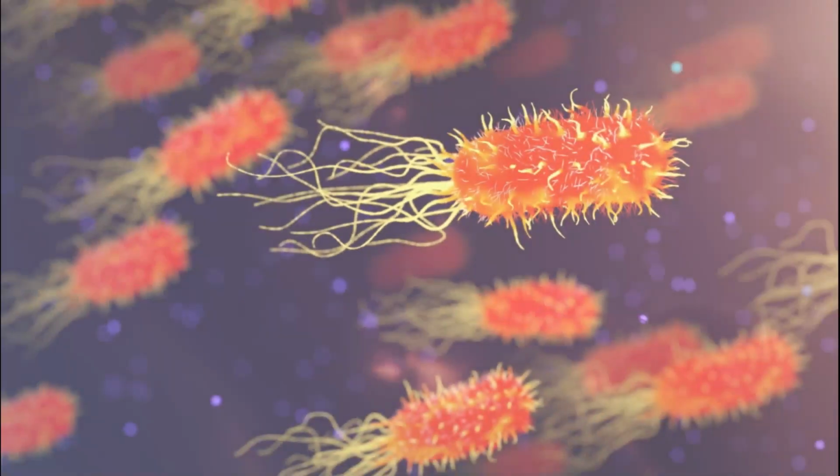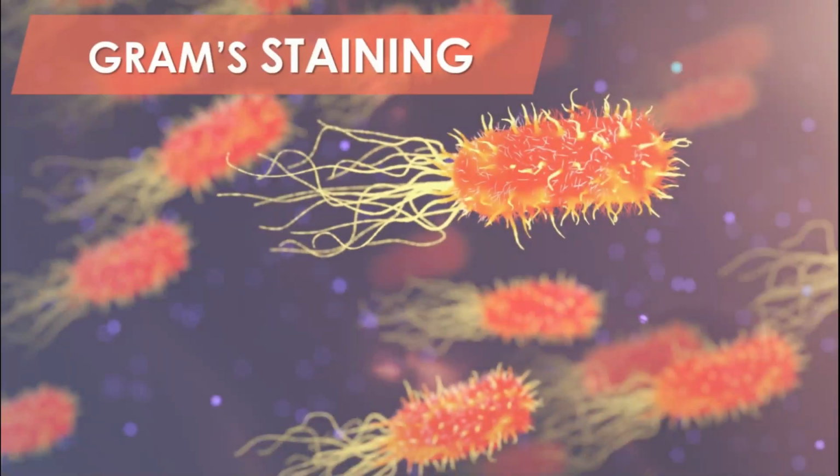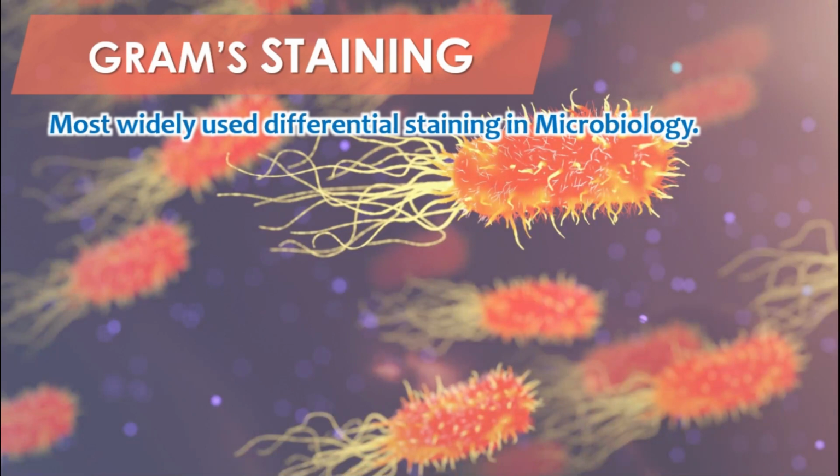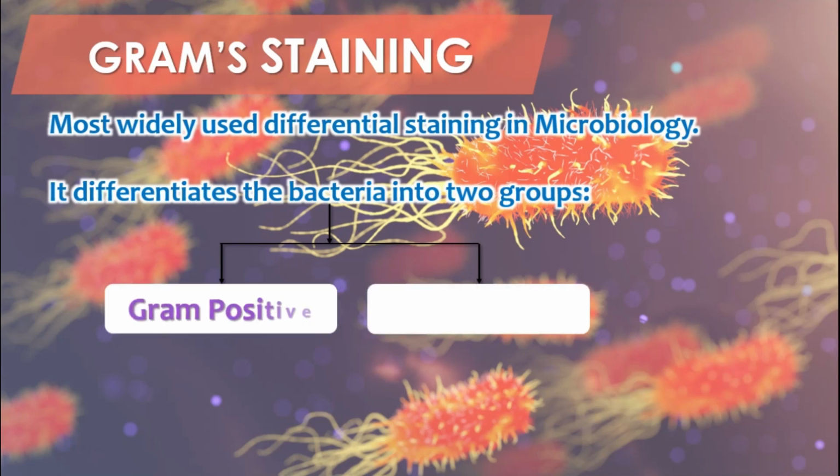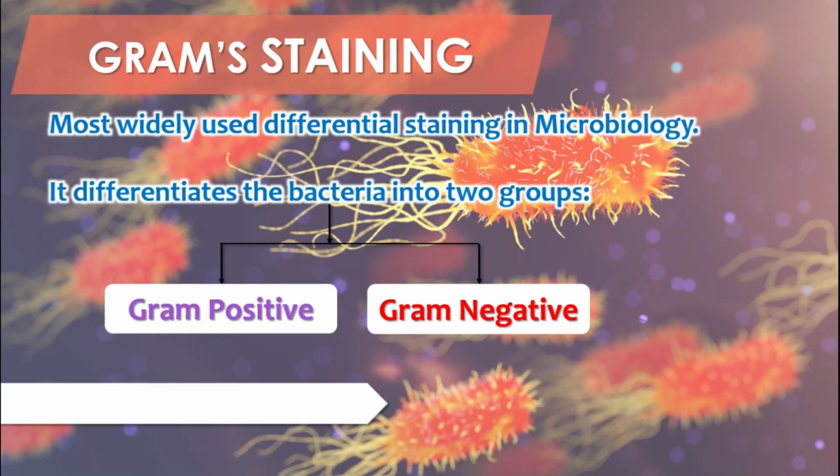Now let us see about the gram staining technique. This staining technique is most widely used as a differential staining in microbiology because it differentiates the bacteria into two main groups, that is gram positive and gram negative bacteria. Hence it is referred to as the differential staining. In this case, we'll see the details about the gram staining.